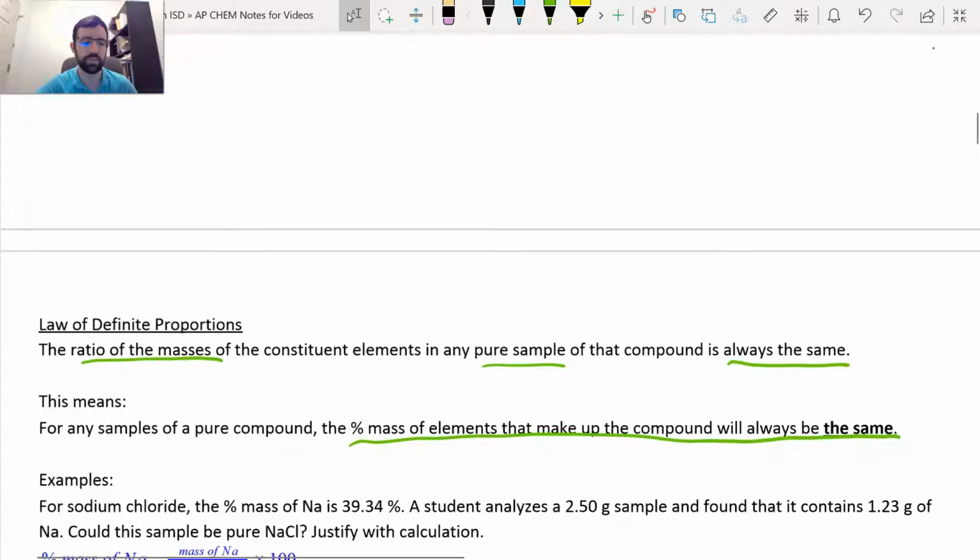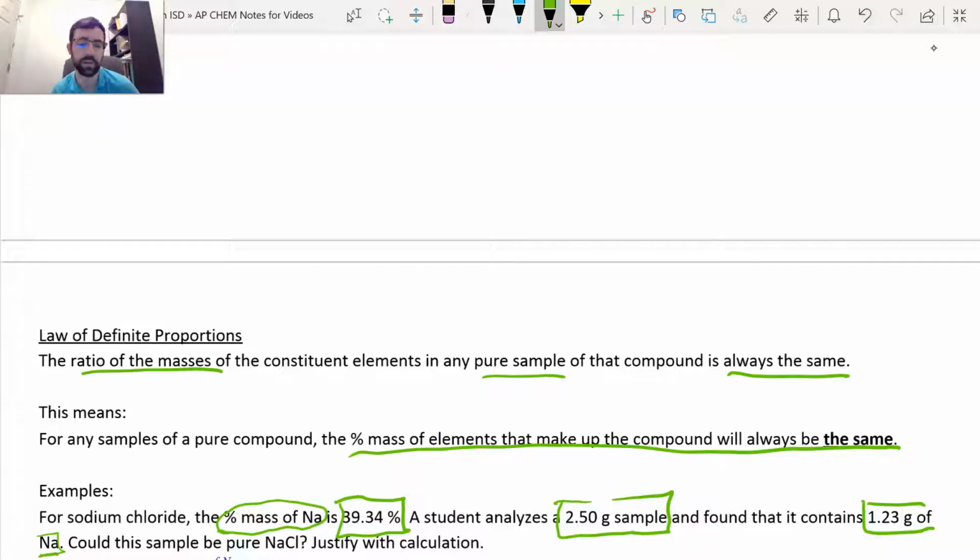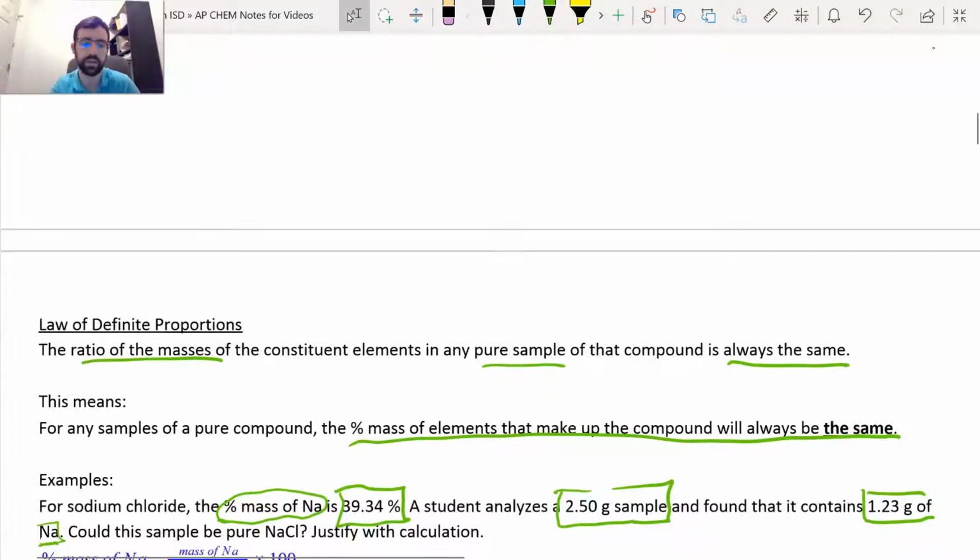So we've got examples. One down here is for sodium chloride. We have the accepted percent mass of sodium of 39.34%. A student analyzes a 2.50 gram sample, and he found that it contains 1.23 grams of sodium. Could this be NaCl? The only way we would know is by comparing their percent masses.